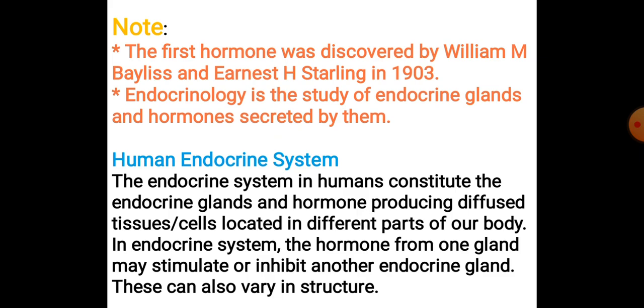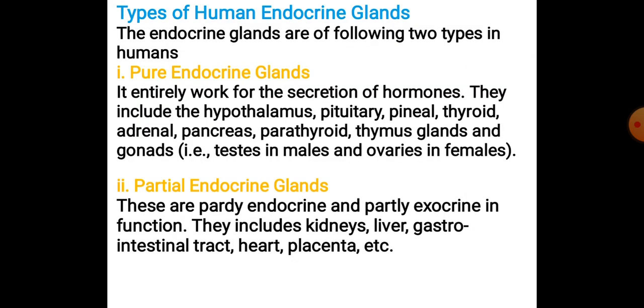Now let's start with the human endocrine system. The endocrine system in humans constitutes endocrine glands and hormone-producing diffused tissue cells located in different parts of our body. In the endocrine system, the hormones from one gland may stimulate or inhibit another endocrine gland. So the hormonal secretion by one gland may influence or control the secretion of other endocrine glands also.